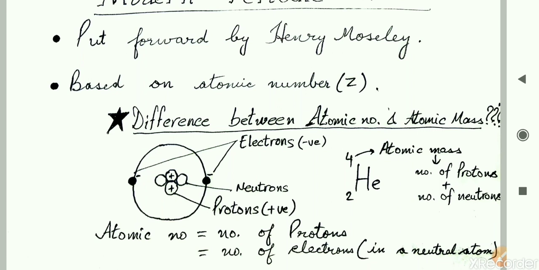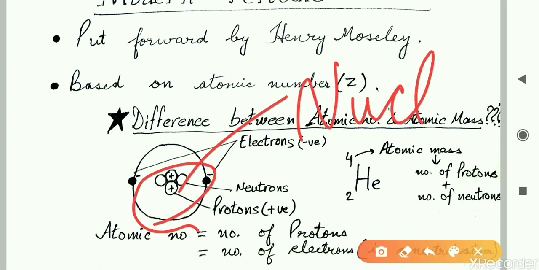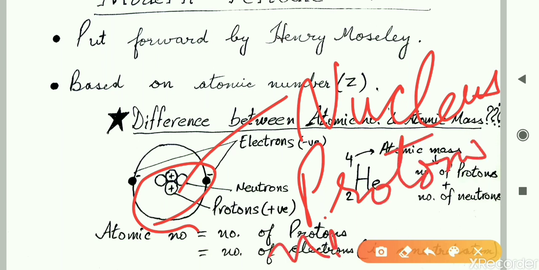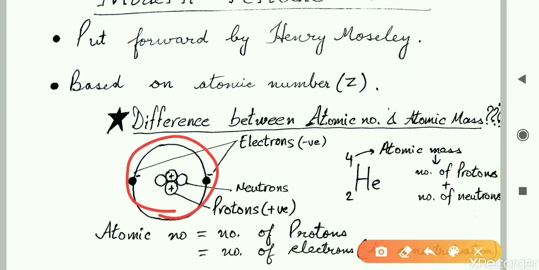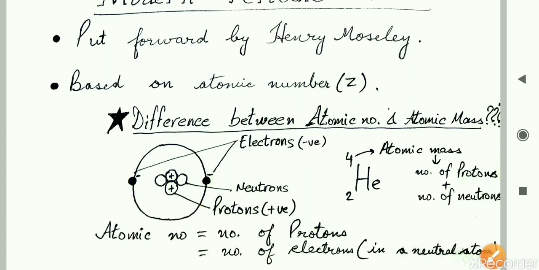Hope you understand. So here is the diagram of a helium atom, and in the central part here is the nucleus. The nucleus contains both protons as well as neutrons. The neutrons are neutral, that is, they do not have any charge. The protons have the positive charge. Surrounding this is the orbit, or the path in which the electrons are moving. Helium has 2 electrons, as shown in the diagram. These electrons are negatively charged.